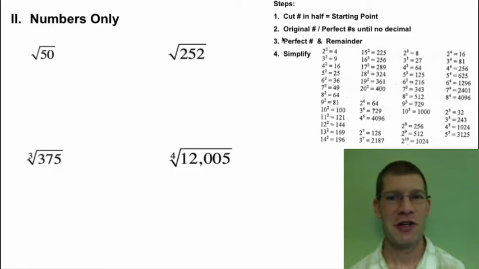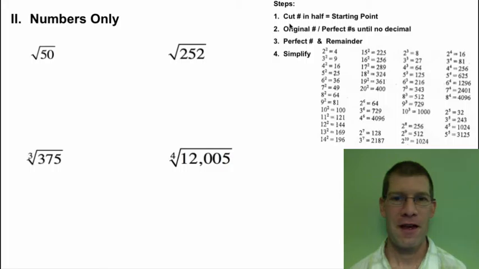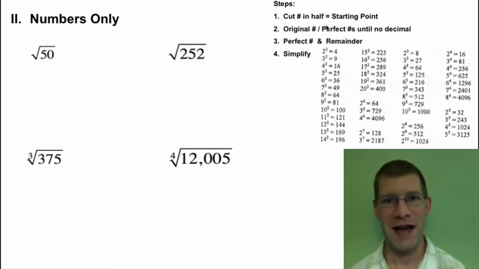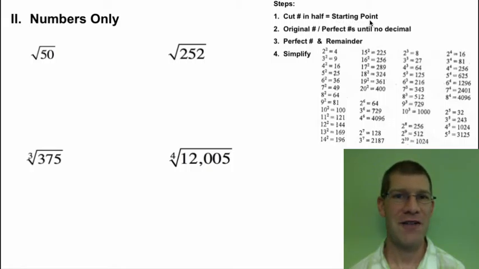You might want to pause the video and quickly write these down, or after I get done explaining it, pause it and quickly write them down. So when you cut the 50 in half, 50 divided by 2 is 25. That's going to be your starting point. You don't use the 25 later on in the calculations. You just know that you're going to start here at the 25.